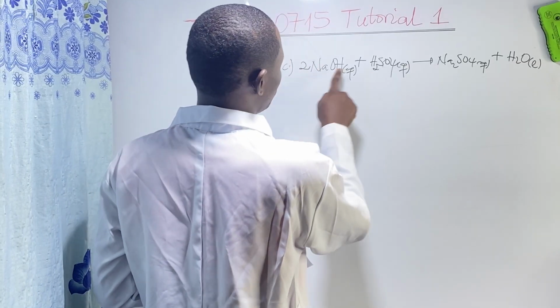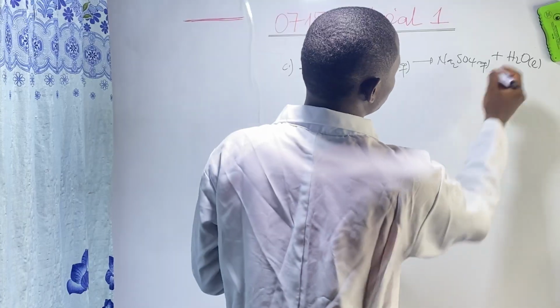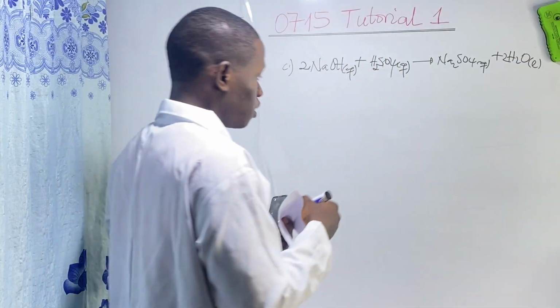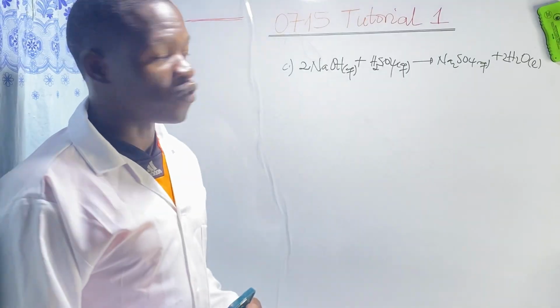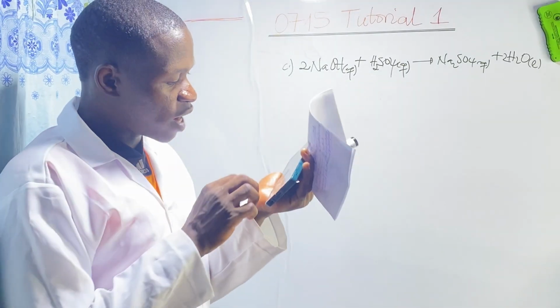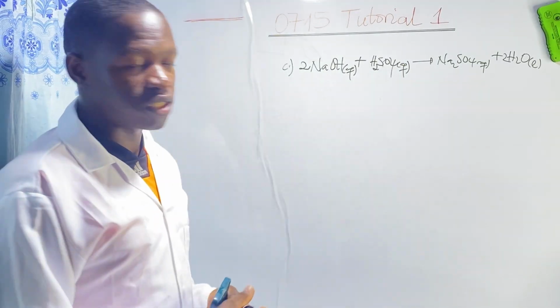Hydrogen, 2 plus 2, 4. Here is 2, so we put 2 here. That is the balanced redox acid-base reaction. We should find the molarity of sodium hydroxide.